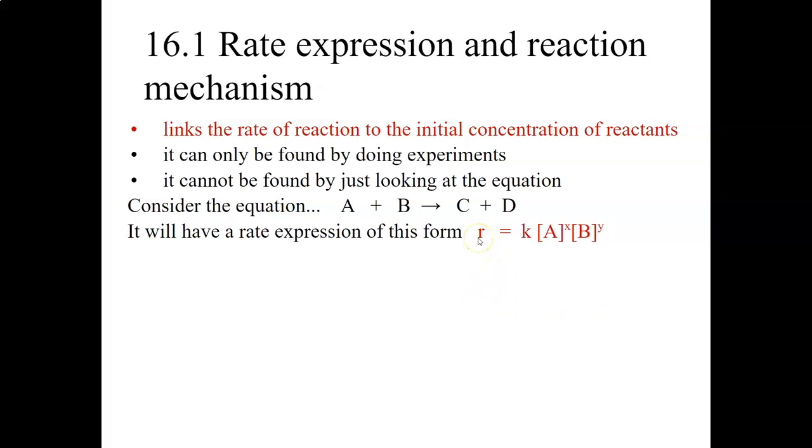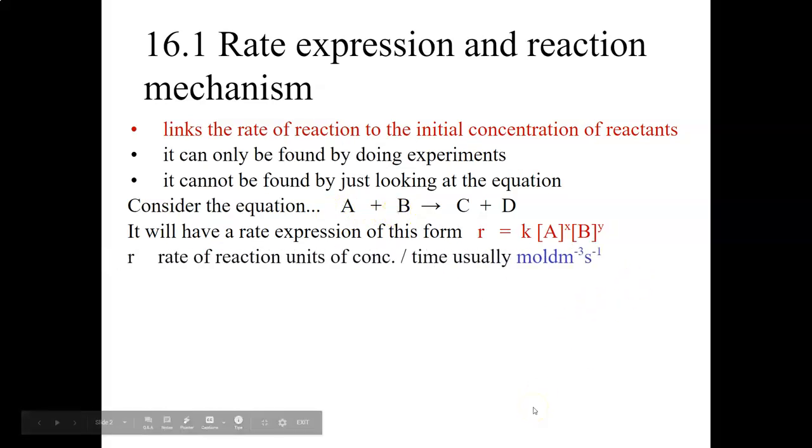Well, the rate R equals the rate constant, more about that later, times the initial concentration of A raised to some random power x, we'll find out what that is in a minute, and the initial concentration of B, again raised to some random power y. This x and y do not come from the chemical equation. They are not the numbers in front of A and B.